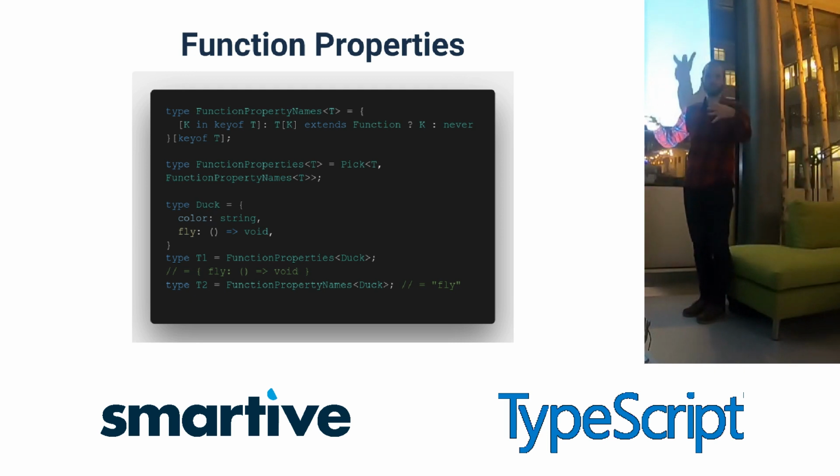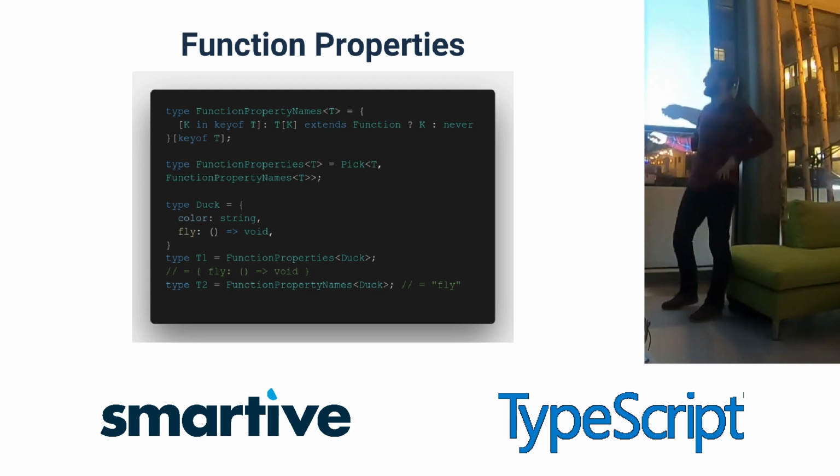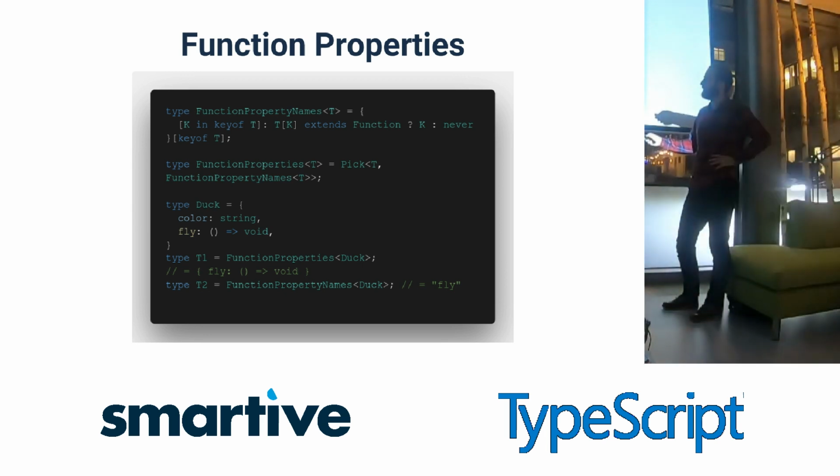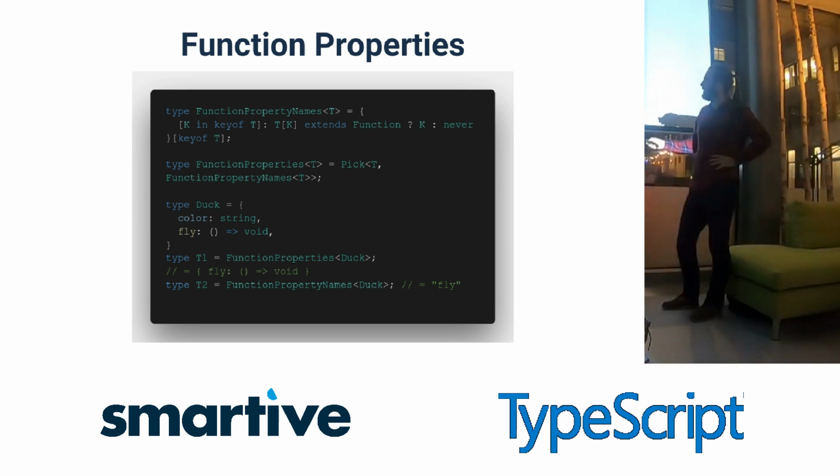Imagine you have an object type that has different fields, and one of those fields is a function, and you want the object that has only those fields. So basically from a duck that has a variable field and a function field, or a method, with function properties we extract only the fly part. And with function property names, we can extract the string.